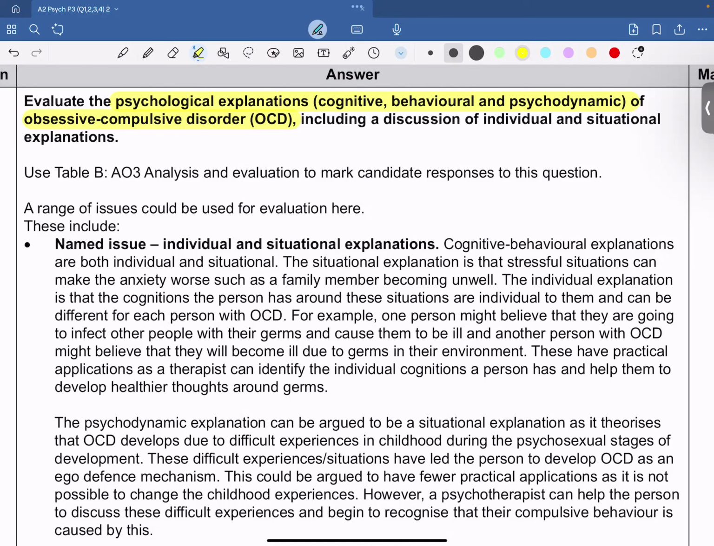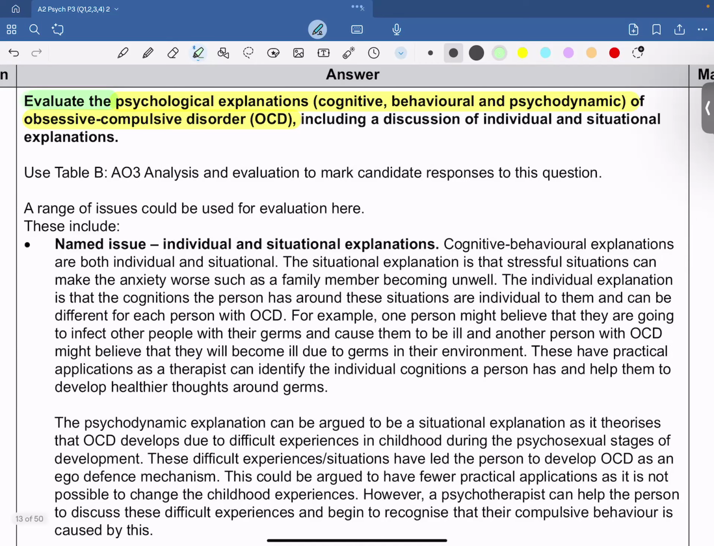So what I'm saying is, before this question you get a descriptive question on the same thing, which is of 6 marks, and right after that 6-mark question you get an evaluative question worth 10 marks. So the question over here reads: evaluate the psychological explanations, that is cognitive, behavioral, and psychodynamic of obsessive compulsive disorder, including a discussion of individual and situational explanations.